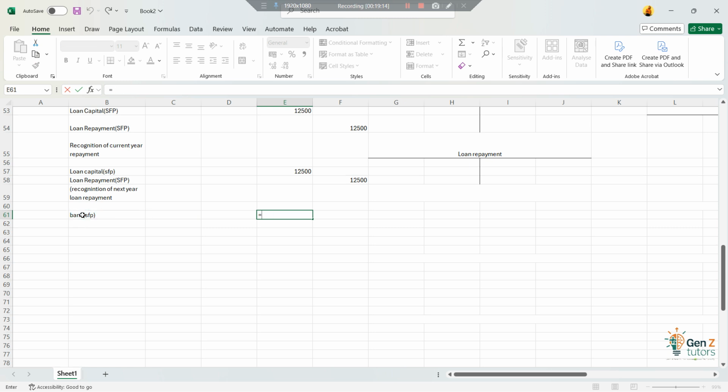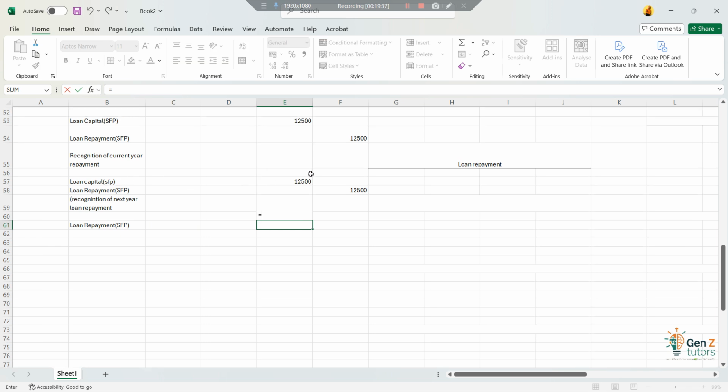You understand? Next year loan repayment. And then after that, we are not yet done. The next transaction we need to account for is that we're going to assume that we actually paid this year's loan payment, and then we will continue from that, right? So now whenever the year ends, we are paying the loan.